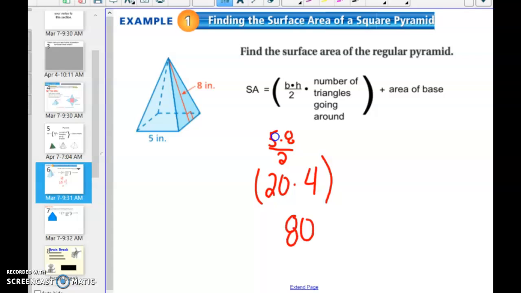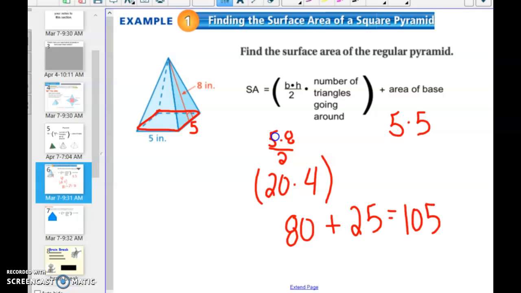Okay, I've got the triangles going around taken care of. Now I just have to find the area of my base. And my base, like I said, for this one is a square. That means it is 5 times 5 for the area of the square, which of course would be 25. So then I would add 80 plus 25, and that means the surface area of that square pyramid would be 105 inches squared.